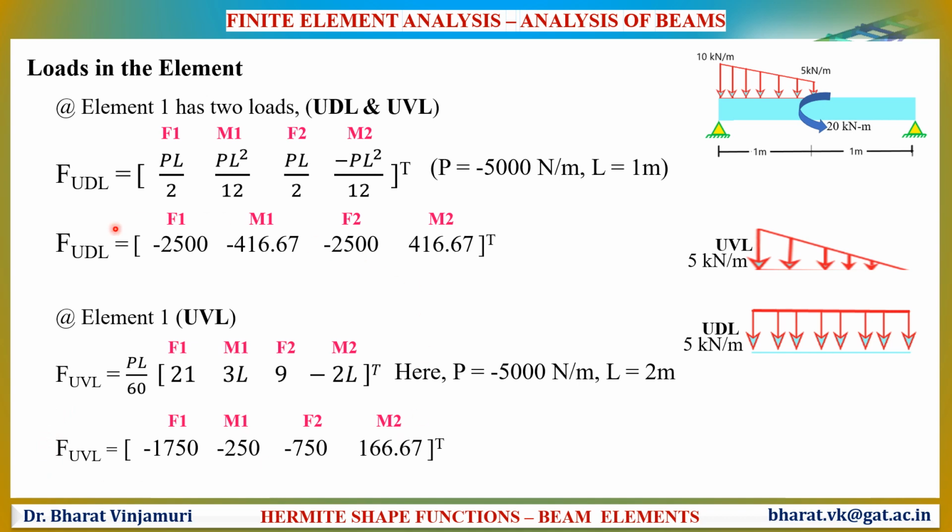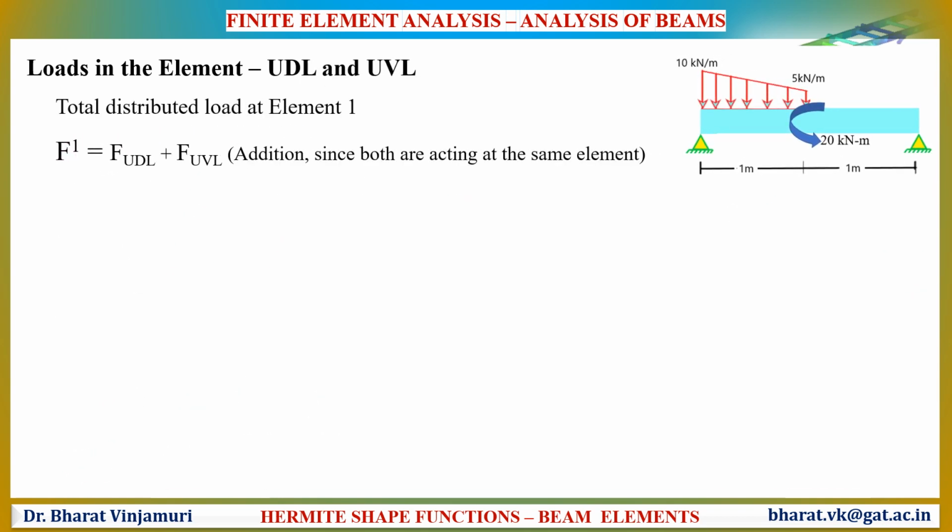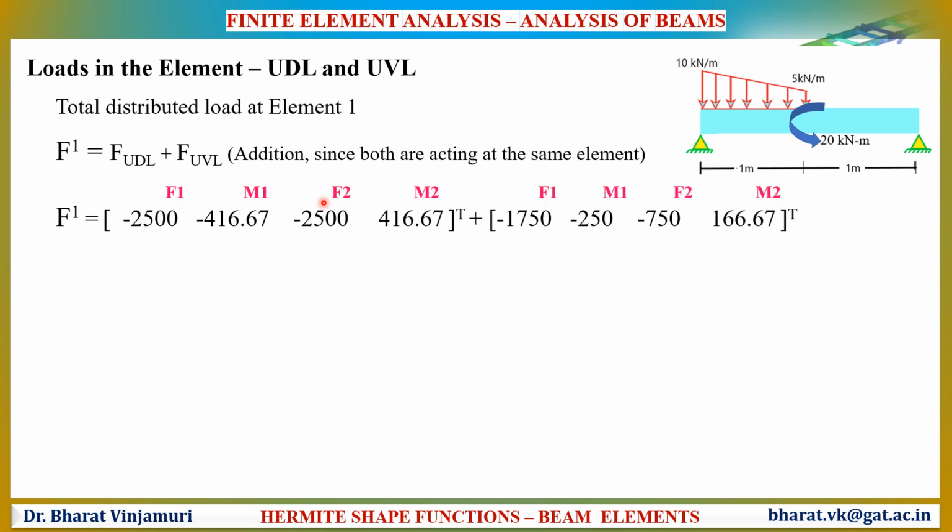The total load vectors at element 1 will be obtained by adding the uniformly varying loads and uniformly distributed loads. Therefore, the total distributed load at element 1 will be obtained by adding both values, since they are acting on the same element. Once you add them, this will be the distributed load vector at element 1.